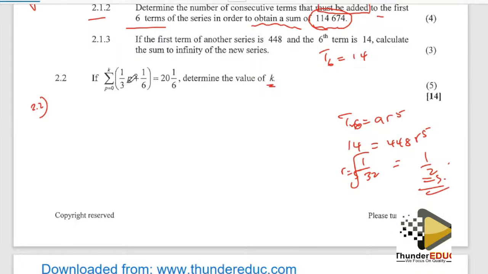So when I use p as 0, my first term is going to be 1 over 6. And then if I use p as 1, that's going to give me 1 over 2. And then if I use p as 2, that's going to give me 5 over 6.